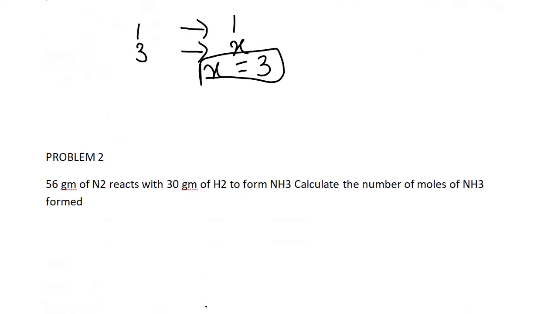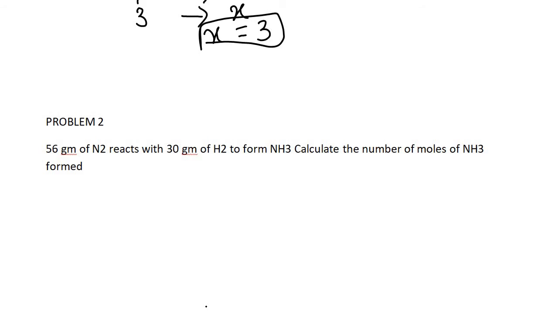We shall see the next question. Problem number 2: 56 grams of nitrogen reacts with 30 grams of hydrogen to form ammonia. Calculate the number of moles of ammonia formed. Here we will write the equation first: N2 plus 3H2 gives rise to 2NH3. So this is the equation.